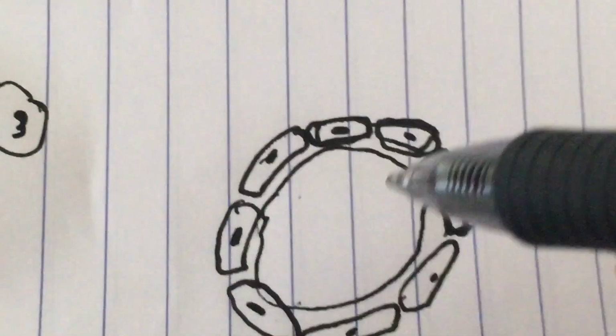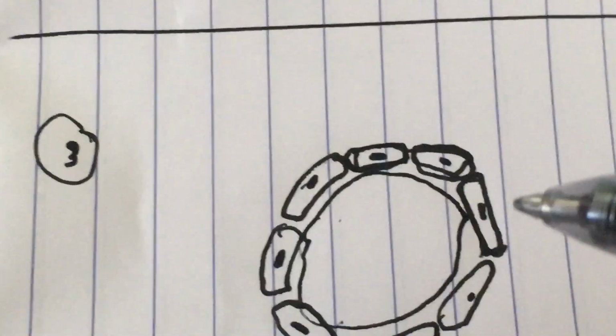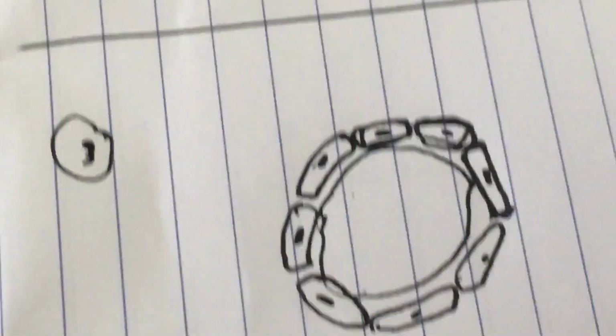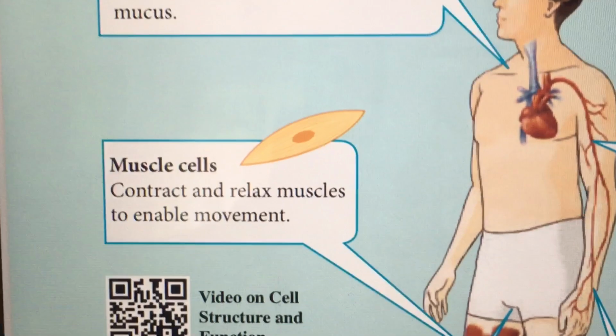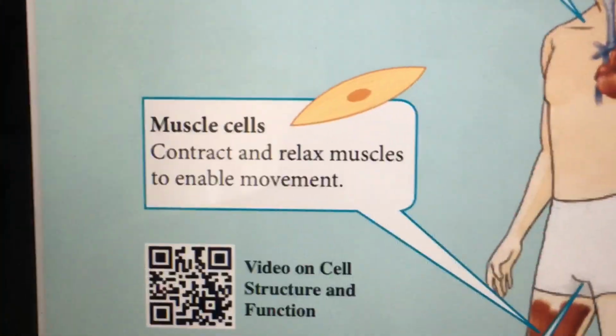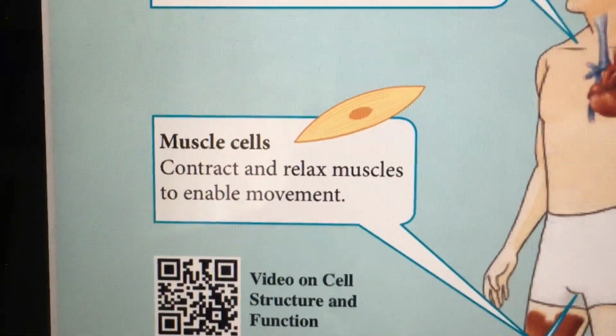Supaya lapisan di dalam ini licin, supaya makanan dapat masuk ke dalam perut dengan mudah. Alright, next one, muscle cells. Sel otot. Contract and relax muscles to enable movement.